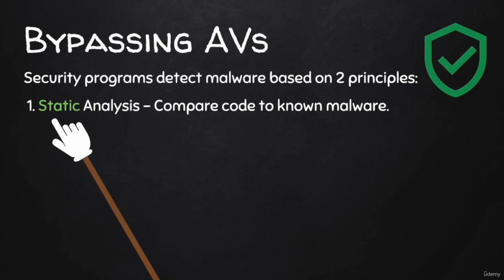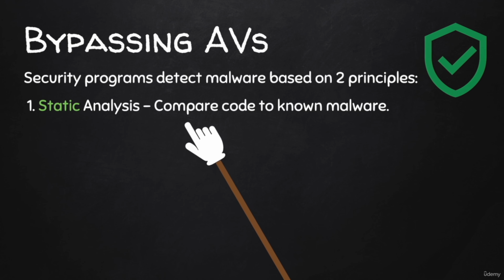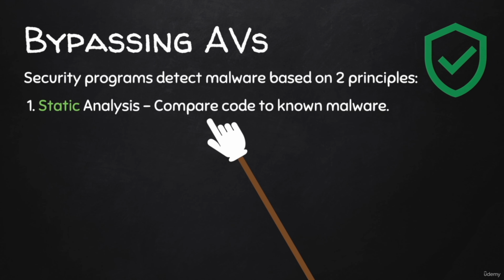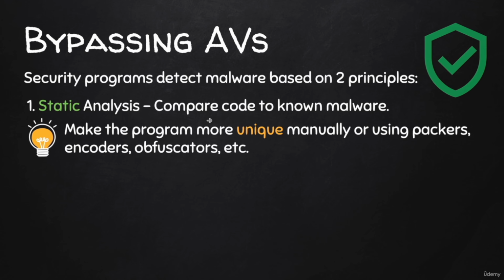Therefore, since this technique is static and it only depends on the code that exists in the actual program, we can bypass this technique by simply making the program more unique, so that the code used in our program does not match any code that exists in this database of known malware. And you can do this either manually.